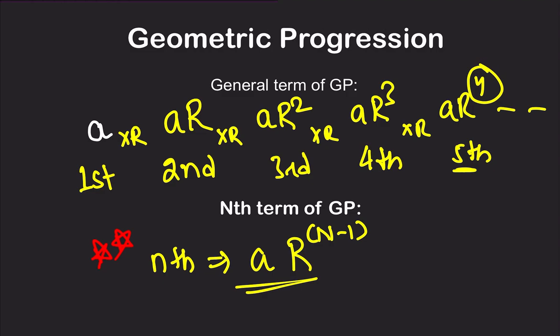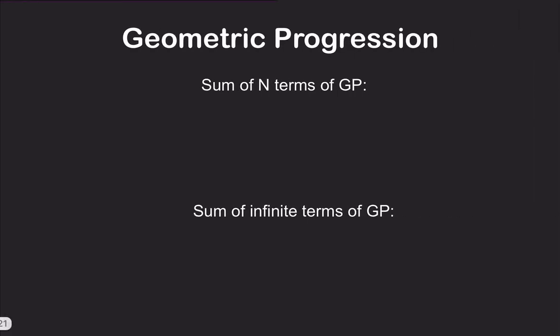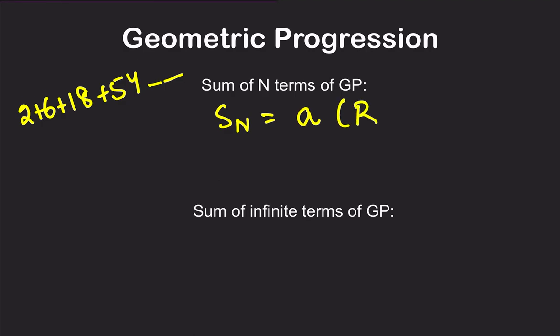Now moving on, the sum of n terms of a geometric progression series. I hope you understand what the sum of n terms of a GP means. Suppose this is a GP: 2, 2 multiplied by 3, 6, 6 multiplied by 3, 18, 18 multiplied by 3, 54, and so on. This is a geometric progression series. If I need to add all these numbers and get the sum of n numbers, the formula is: sum of n numbers is a times (r raised to power n minus 1) upon (r minus 1). This is an important formula, note it down.